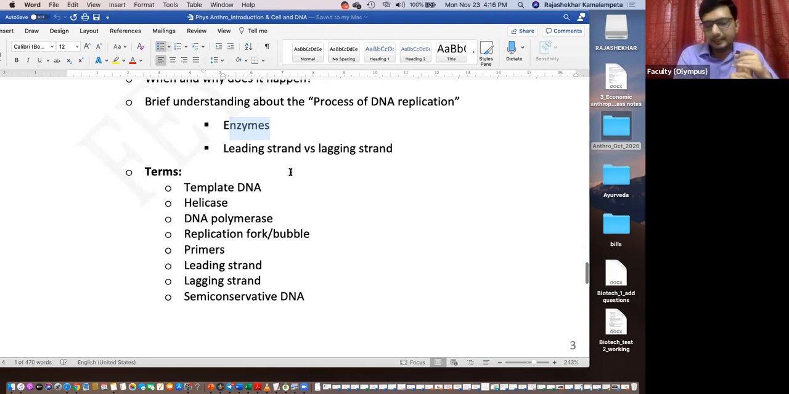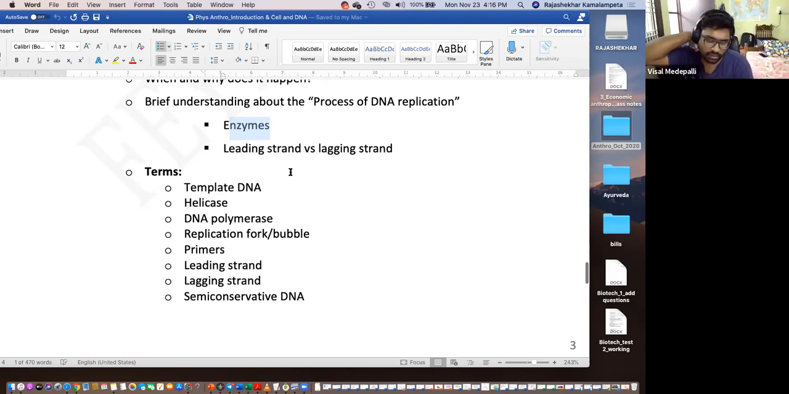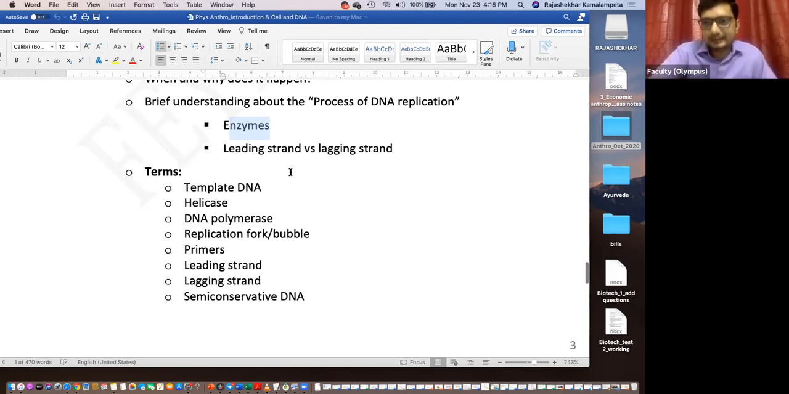What is template DNA? Each of the separated strands. The existing, original DNA is called the template because it is guiding the newly forming DNA. So template DNA is the originally existing DNA with the instructions that we received from the parents. It is guiding the process of DNA replication. Helicase, we already talked about. DNA polymerase, we talked about.